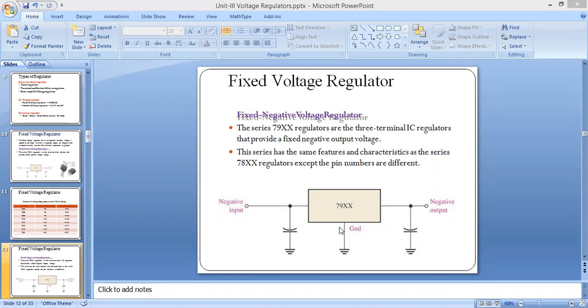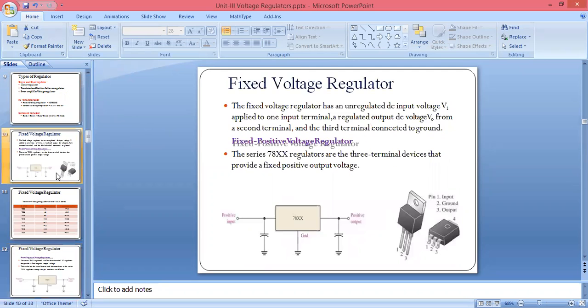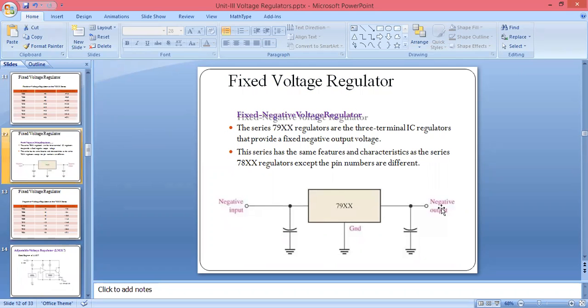So here we can say this series of 79xx voltage regulator has the same features and characteristics as the 78xx fixed voltage regulator, except the pin numbers are different. Why? Because here we are taking the negative input, and in 78xx, you can see here, we are taking positive input, we are measuring output as positive, but here in 79xx there is negative output and negative input. Remaining construction and feature characteristics are the same.